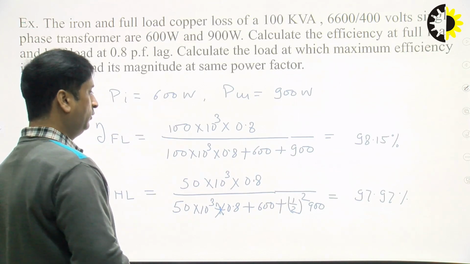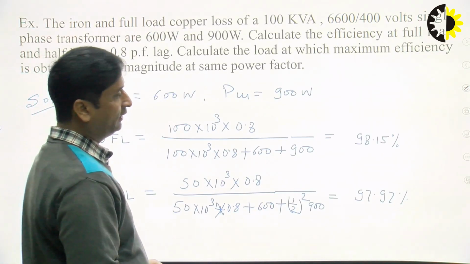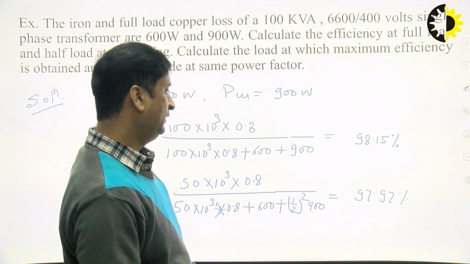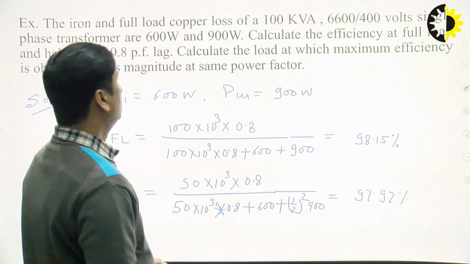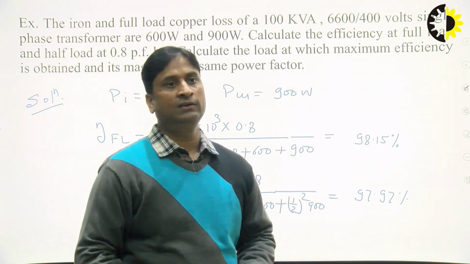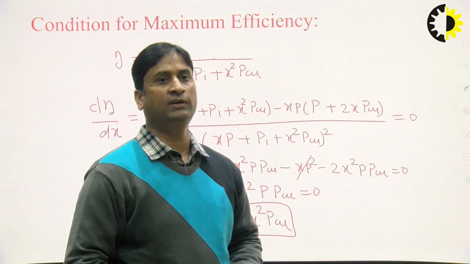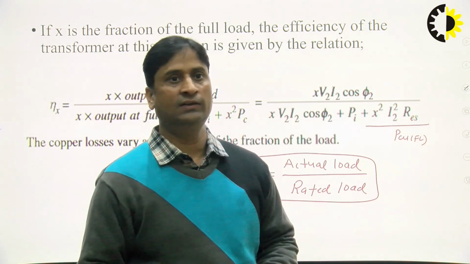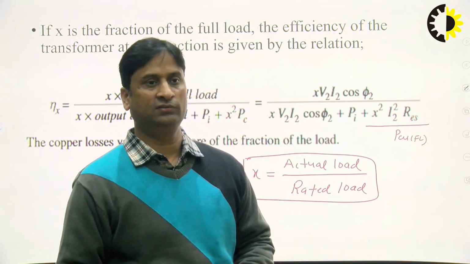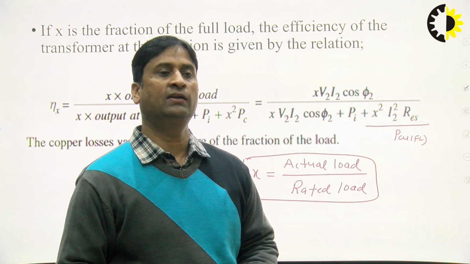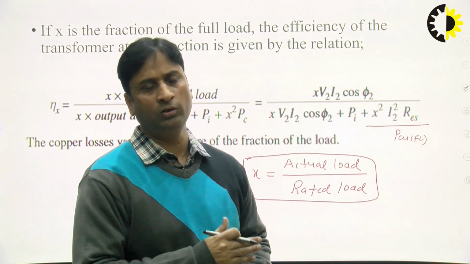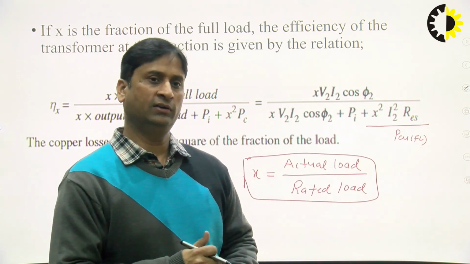So here you can see that this is the maximum efficiency, 98.2%. In case of full load it is 98.15, and in case of half load it is 97.97. So we have seen in this lecture that first we determine the losses, and then we calculate the efficiencies. So this is the losses and efficiency of a transformer at different loads. We can calculate it accordingly.